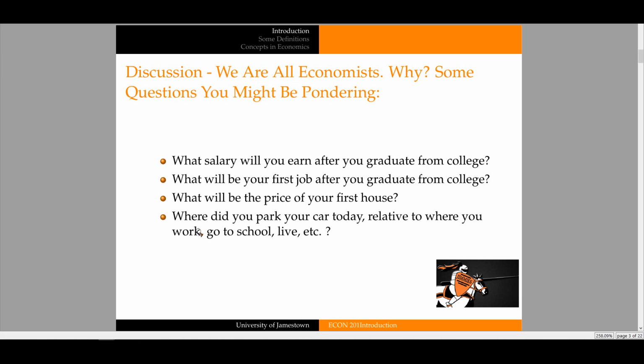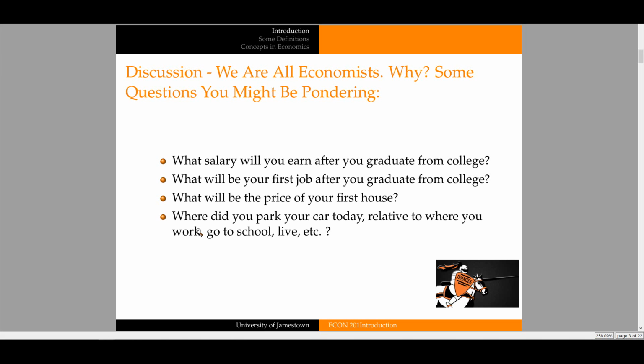First question here, what salary will you earn after you graduate from college? Students are taking a course like this one and other courses at the University of Jamestown, and you may be asking yourself, well, I'm taking this course because I am interested in job prospects after graduation, and one of the things associated with that is the salary that you're going to earn.